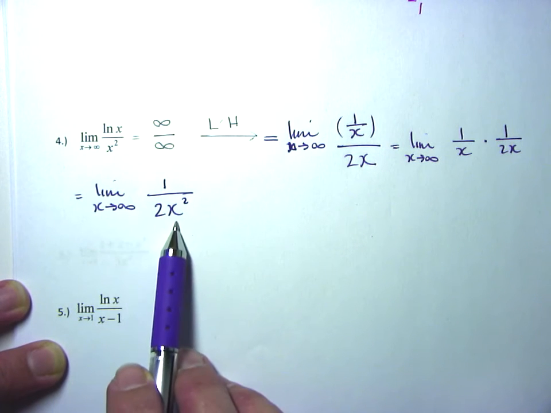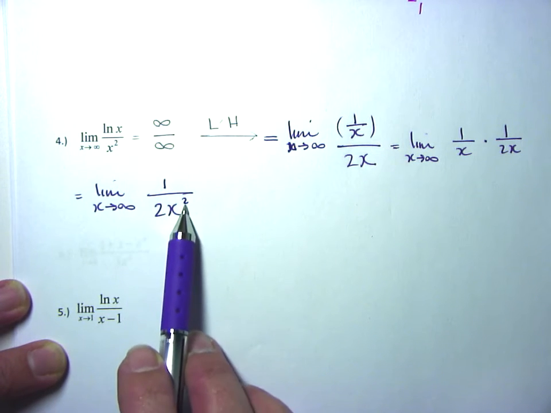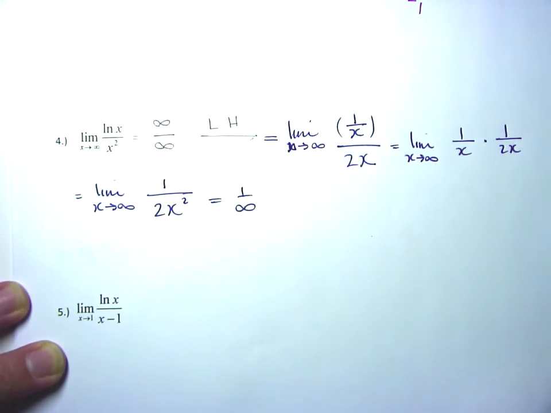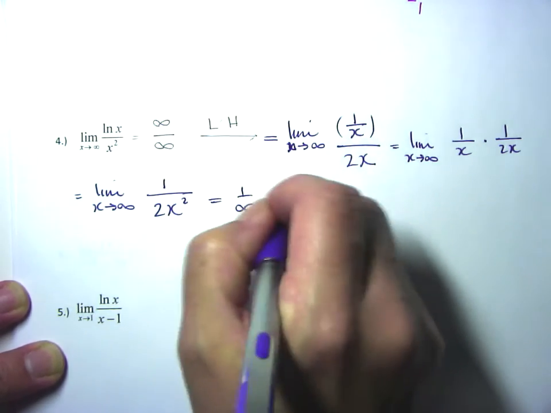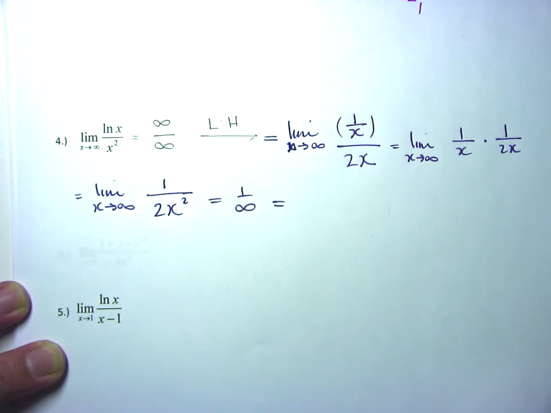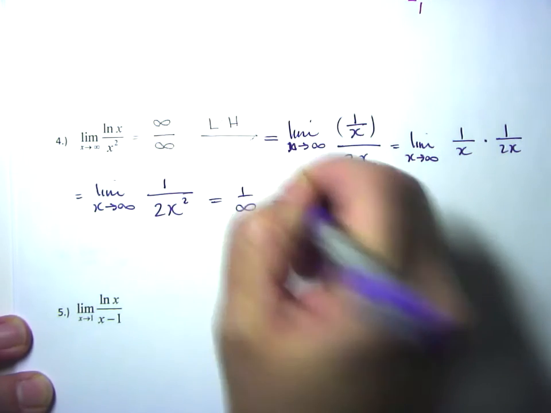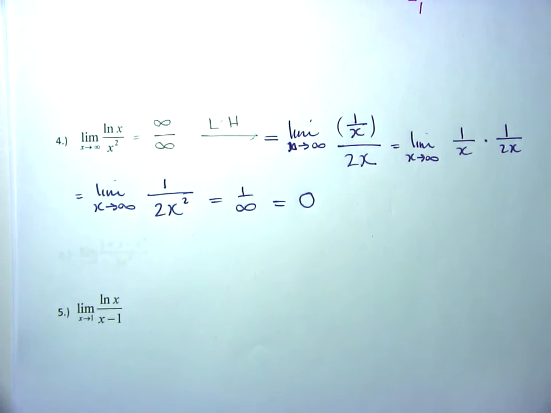All right, so we can plug infinity in. If I plug infinity in for x, infinity squared is equal to infinity. So we get 1 over infinity. And what is the value of 1 over infinity? If your denominator gets really, really big, your overall value gets really, really small. So this value goes to 0.